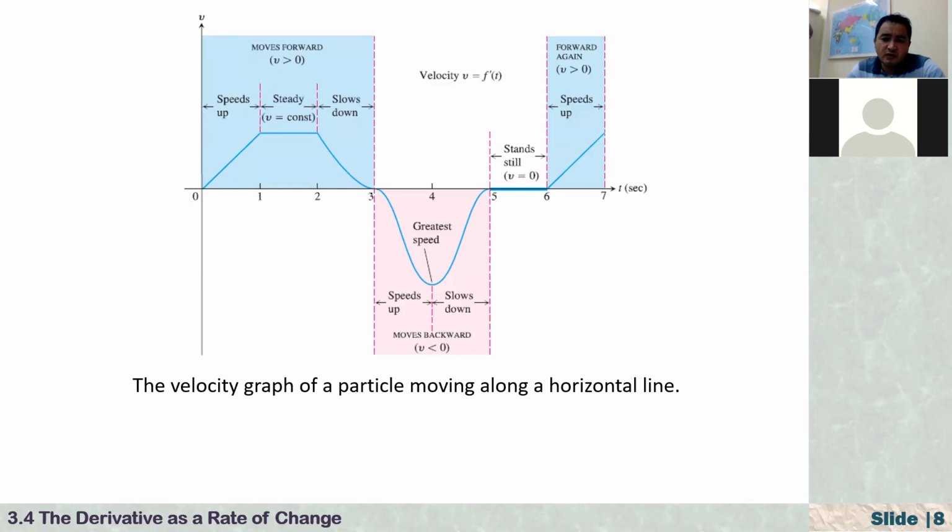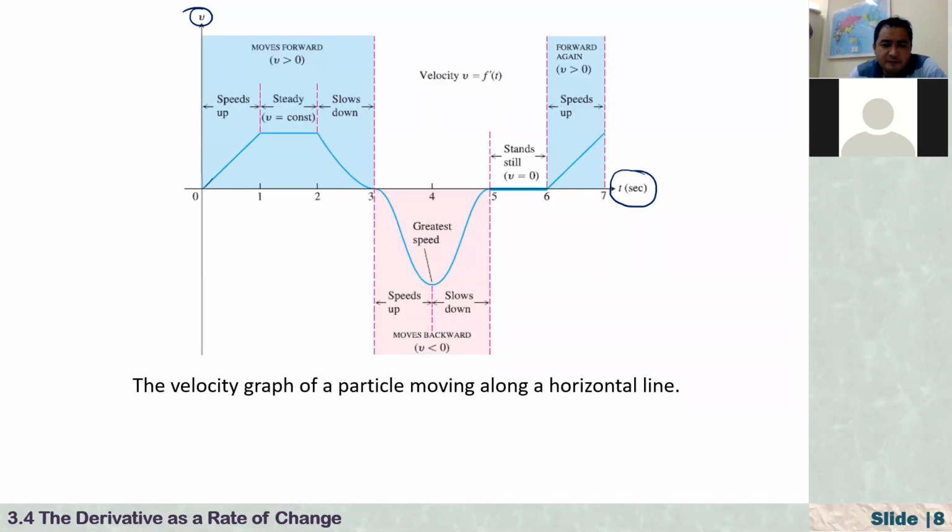Now, if you look at this graph, it is a time-velocity graph. The horizontal axis represents time in seconds, and the vertical axis represents velocity, V. What's going on here? The graph shows velocity as time changes from 0 to 7. From 0 to 1, our velocity is increasing.